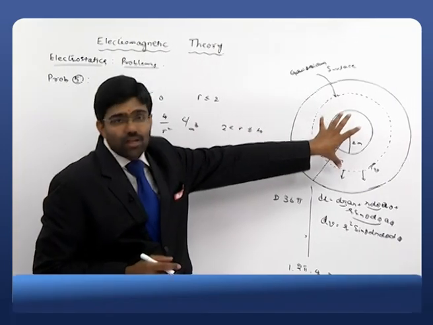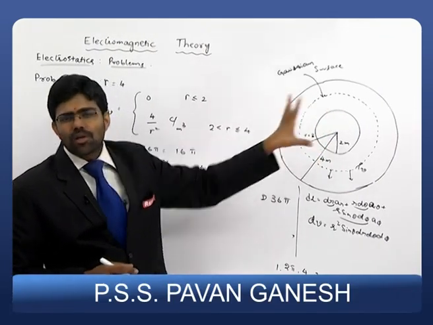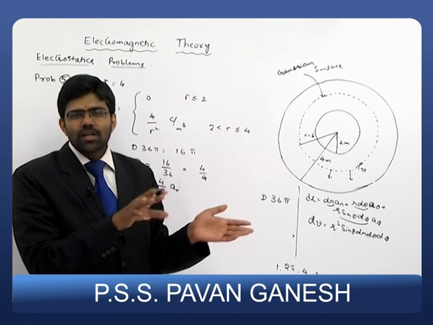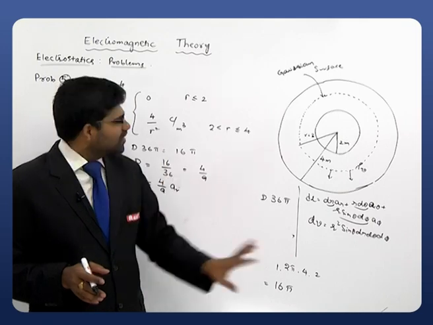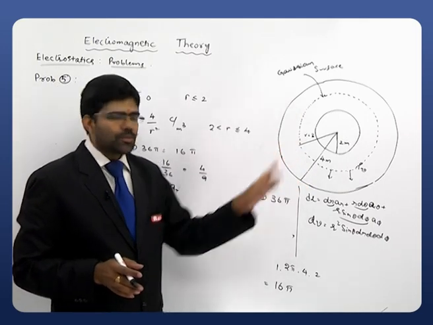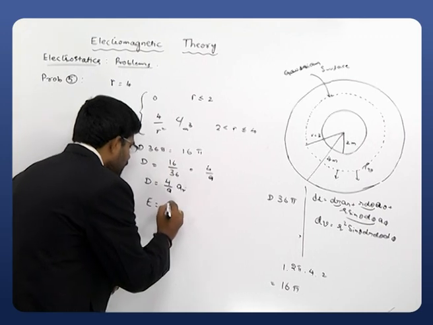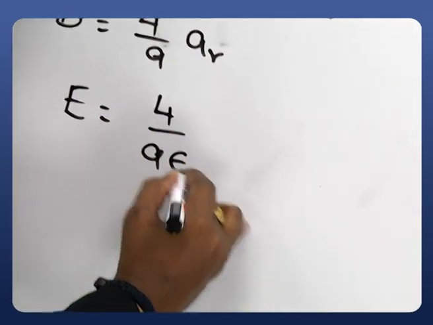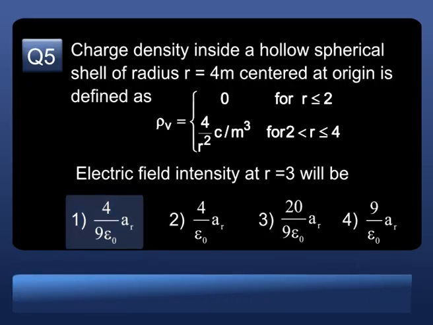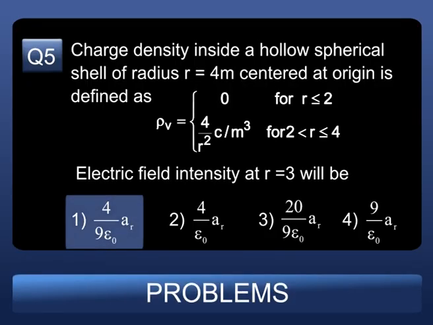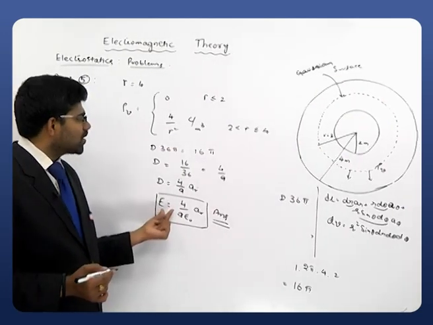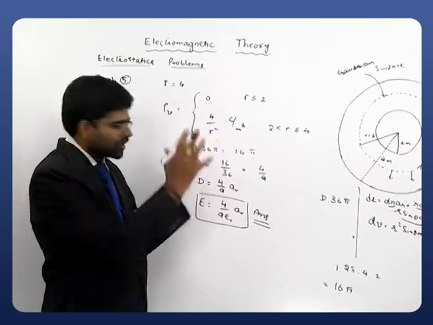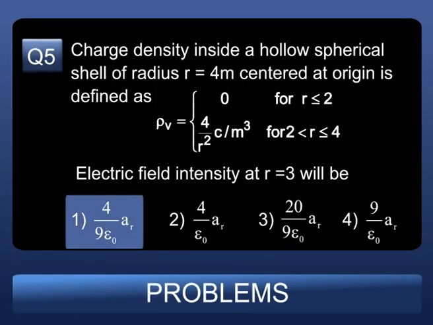Since it is a hollow sphere, here I am taking epsilon equals epsilon naught. If we are taking any other medium, we are supposed to take the relative permittivity or the dielectric constant of that particular medium. Since it is a hollow sphere, I will take epsilon equals epsilon naught. So E equals 4 by 9 epsilon naught a_r. So this is the answer we require. Here R equals 3 meter. So at R equals 3 meter, the electric field intensity coming out of the charge given to us is 4 by 9 epsilon naught a_r.